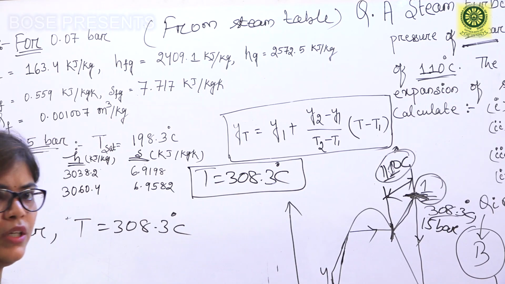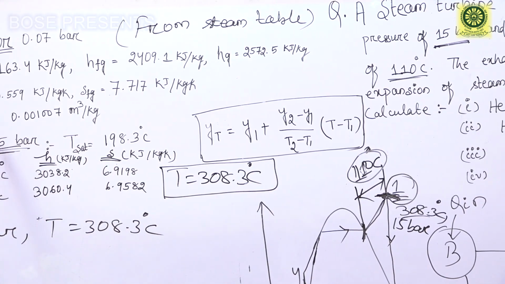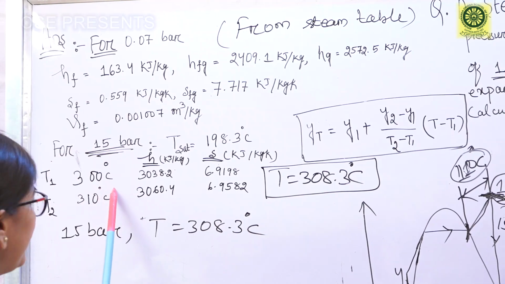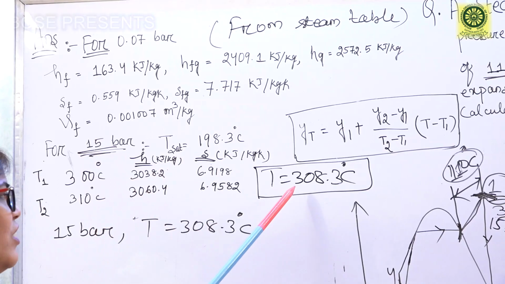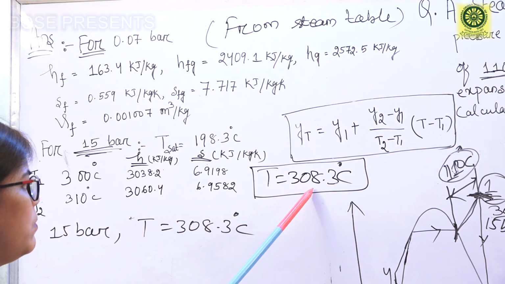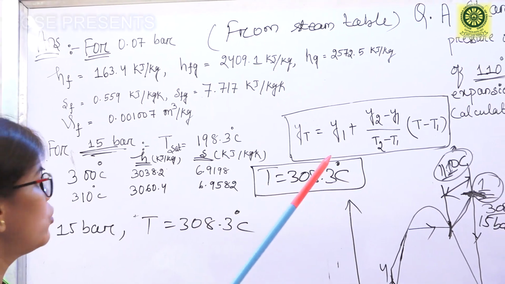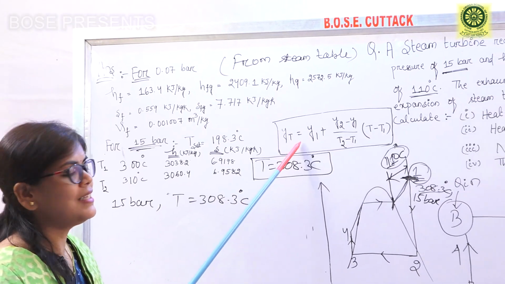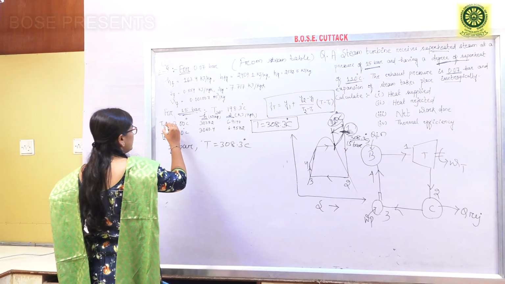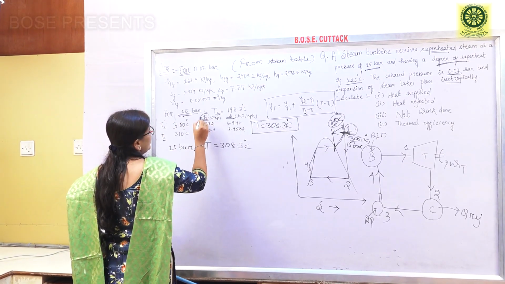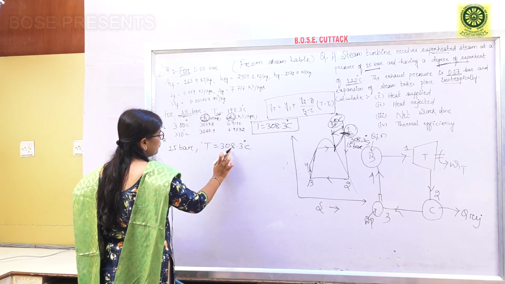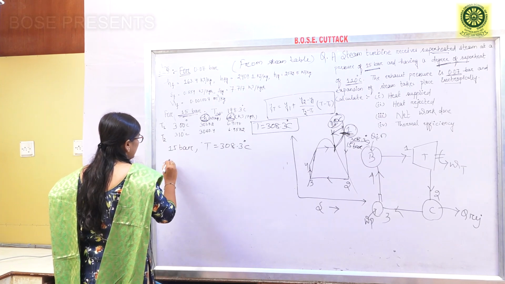Whenever you study your steam table, for 15 bar pressure you will find temperature 300 degree and 310 degree, but 308.3 degree is never mentioned exactly. So you have to find it out by using this interpolation formula. So I am putting these values here. I have to find out the enthalpy and entropy for this condition, for 15 bar pressure and this temperature.